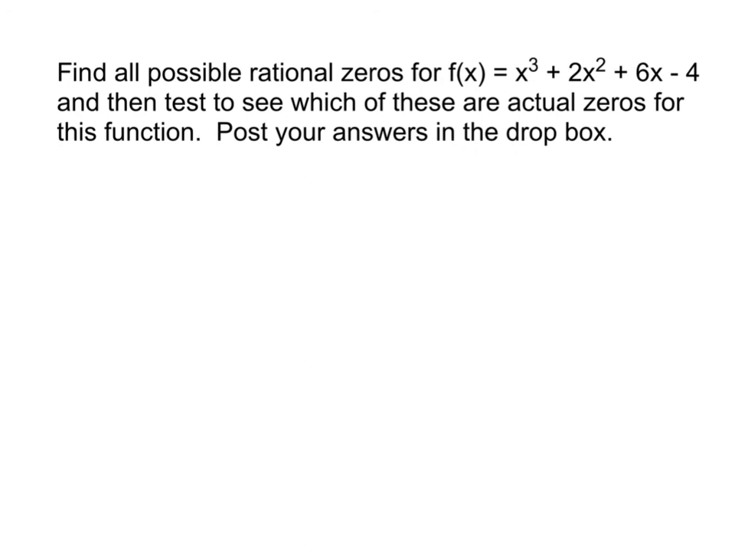Now I would like you to find all possible rational zeros for f of x is equal to x to the third plus 2x squared plus 6x minus 4, and then test to see which of these are actual zeros for this function. Post your answers in the drop box.